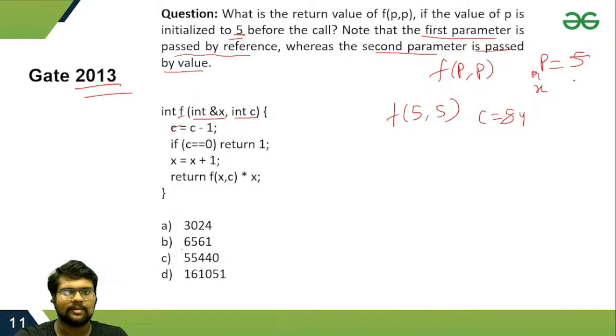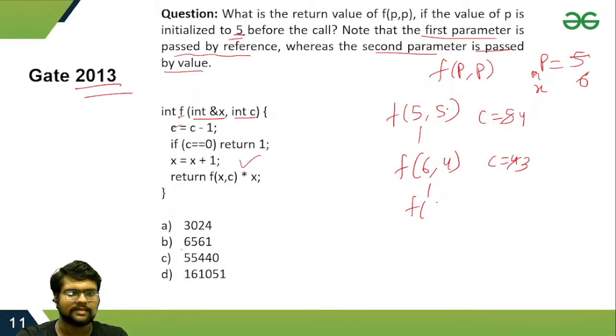So it will become 6. Okay, then it will call 6 comma 4. Okay, then c equal to 4 will get decremented, but first x will get incremented, so it will become 7. It will call 7 comma 3.